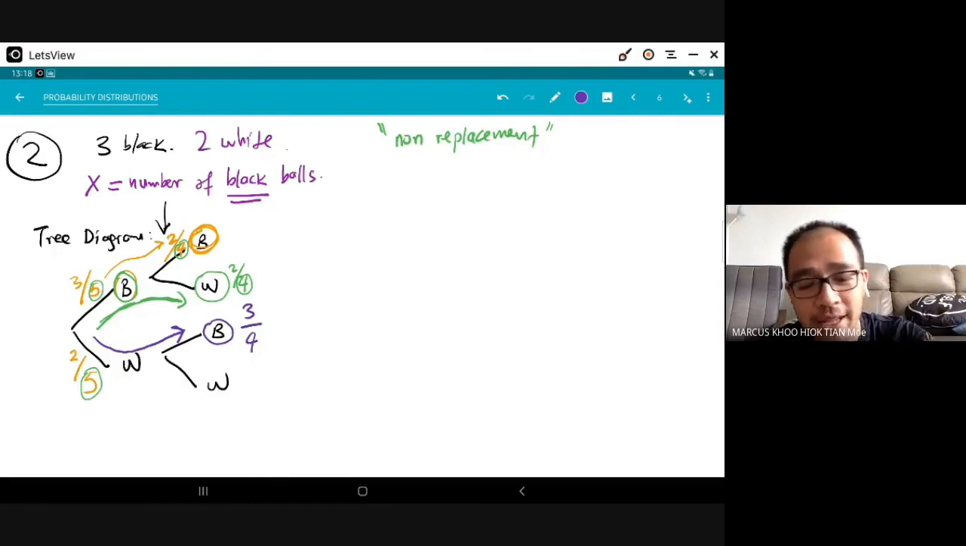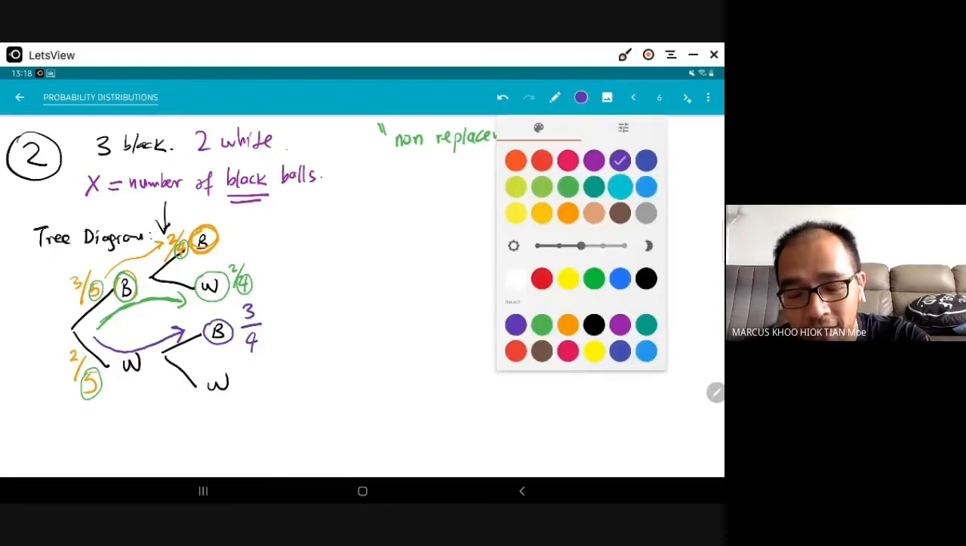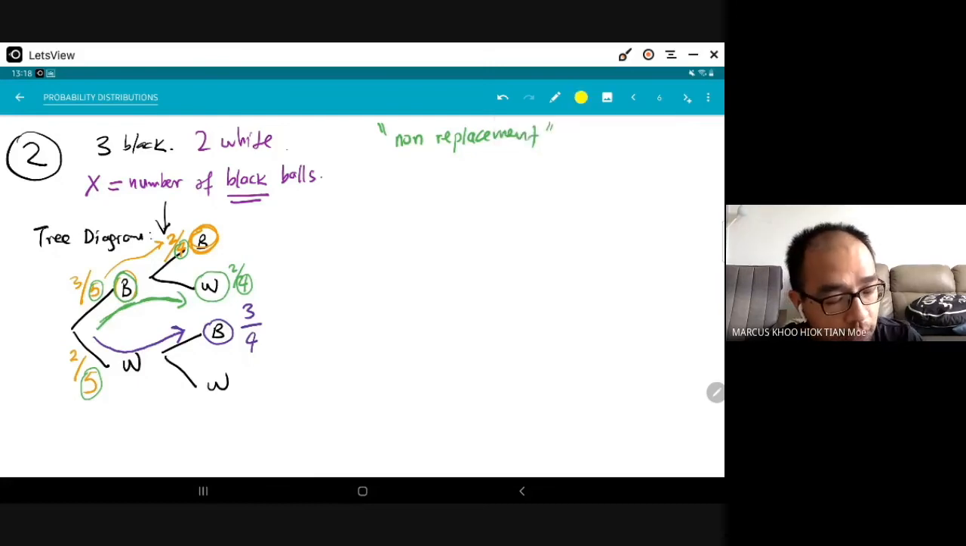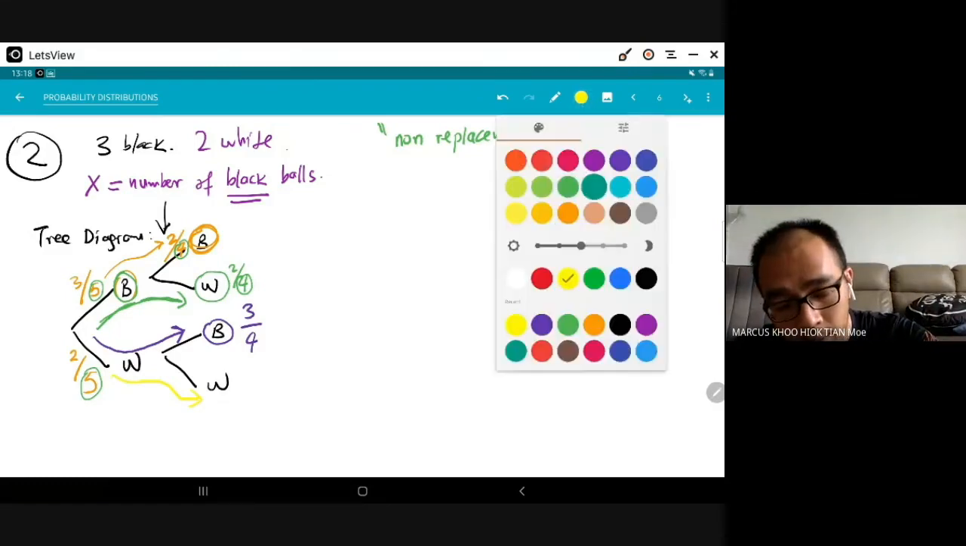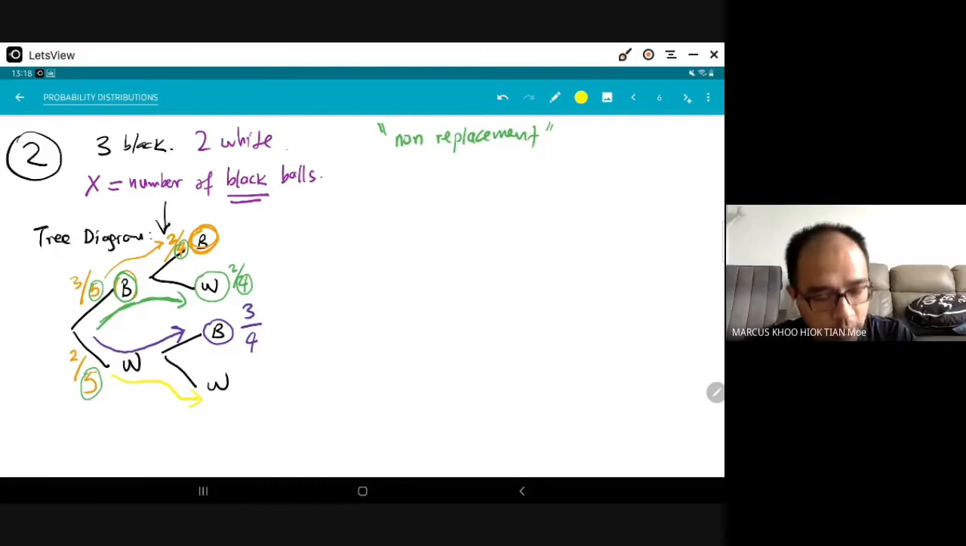Okay, now let's consider the last one. I've run out of colors. Okay, yellow color. First time white, second time white. So the first time white is 2 over 5. Okay, the second time white. Kali kedua kamu dapat warna putih. Fadila? What is the probability of? Okay, very good. 1 over 4.